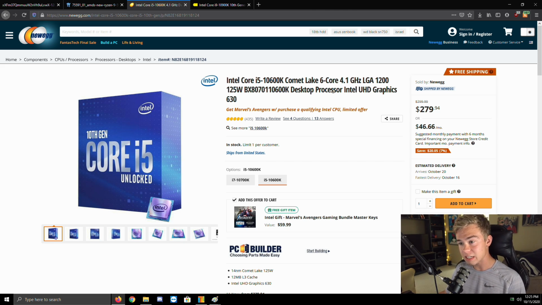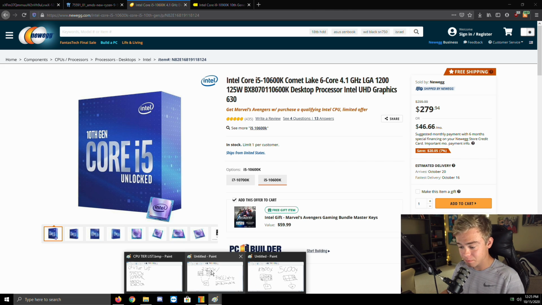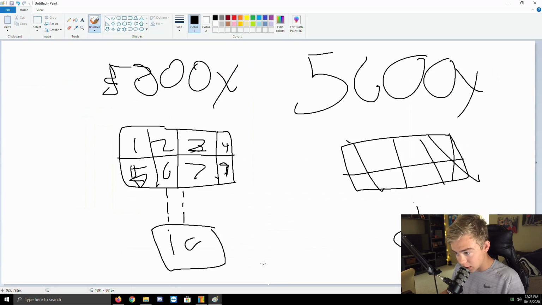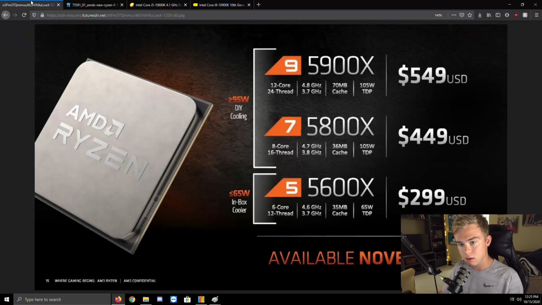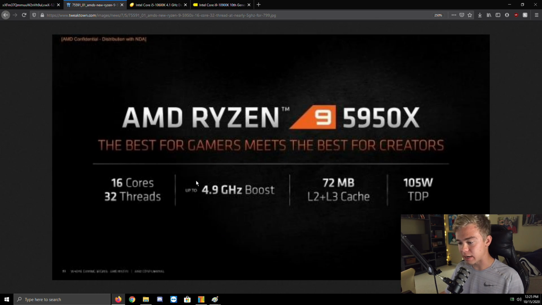Because I'm going to let you in on a little secret. These 10600Ks are just 10900Ks with 4 cores disabled. Who wouldn't want that? For $280, that is an awesome steal. But as you may notice, I haven't put the 10700K in here. Because honestly, the 5800X is an awesome deal. This might get you like a 9900K, 10700K for $449.